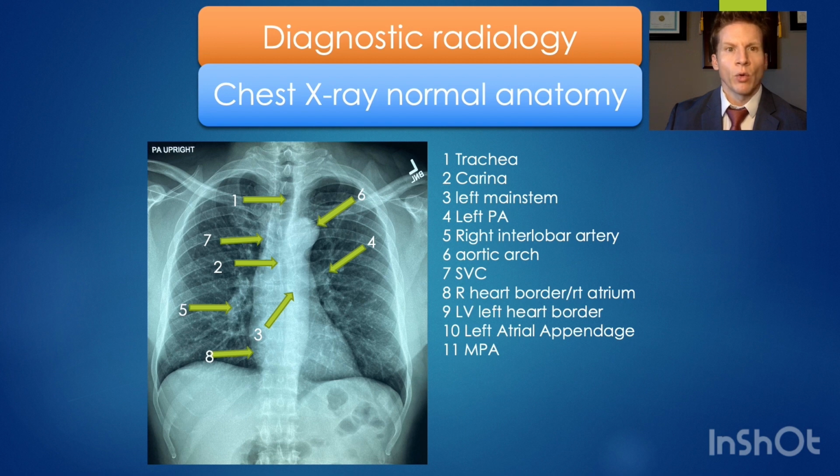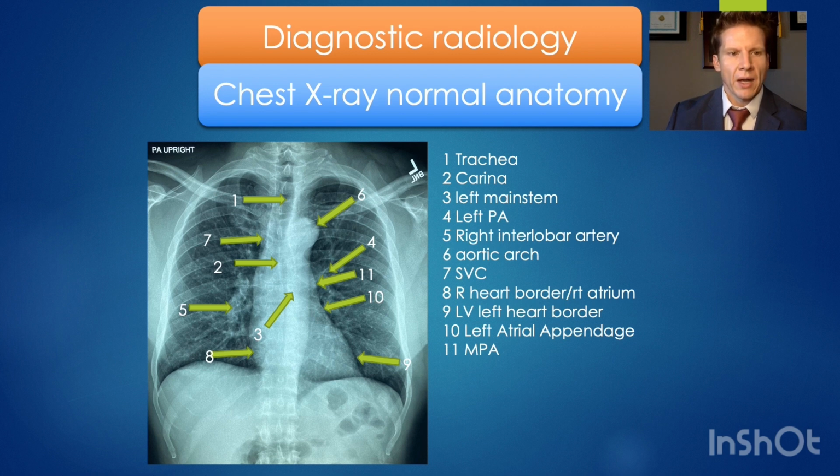Next, we have the right heart border, which is made up of the right atrium. Remember that the right ventricle is an anterior structure. And then next, we have the left heart border, which is the left ventricle. And just above that, we can see the left atrial appendage segment. And then more superiorly is the main pulmonary artery segment.